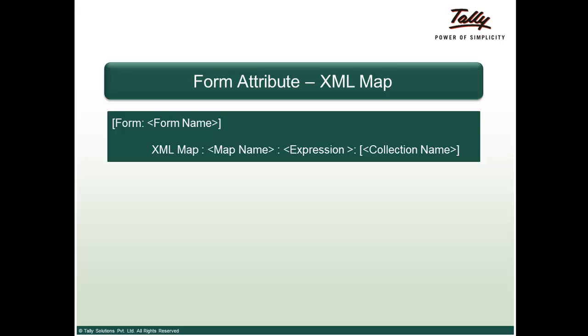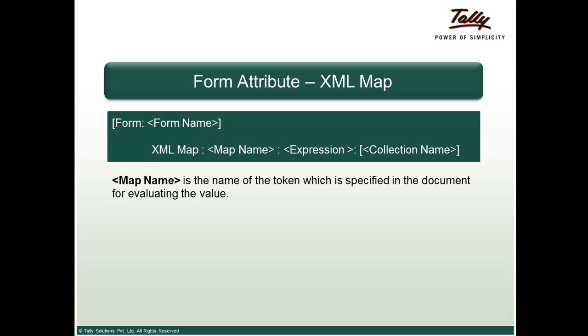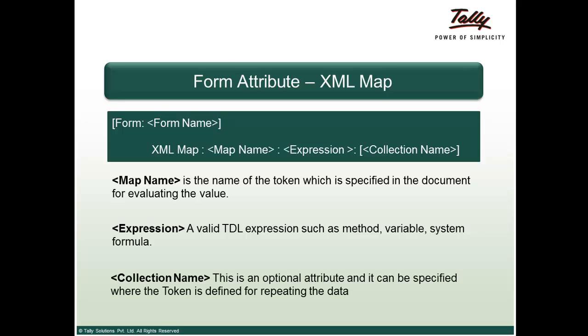And the syntax is XML map : map name, then the expression, then the collection name, which is an optional parameter. The map name is the name of the token which is specified in the source document for evaluating the value. The expression is a valid TDL expression such as method, variable or system formula. And the last parameter, which is the optional parameter, is the collection name, the name of the collection which can be specified when the token is defined for a repeating data.